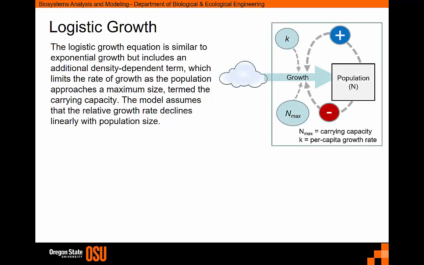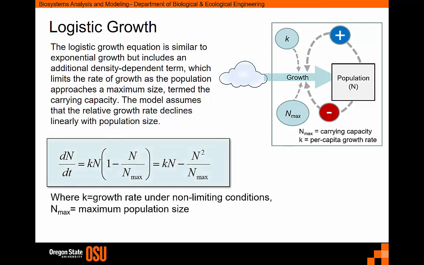Here's the system diagram for logistic growth. Note the addition of the density-dependent parameter Nmax, the carrying capacity. This provides a negative or balancing feedback loop to the system. The logistic growth model assumes that the relative growth rate declines linearly with population size. This results in the equation highlighted here.